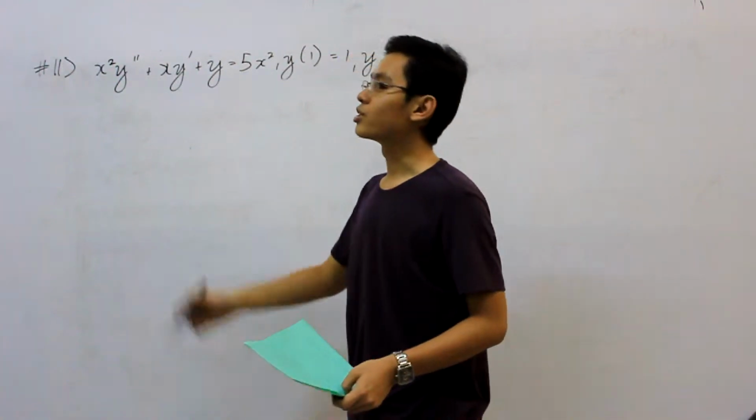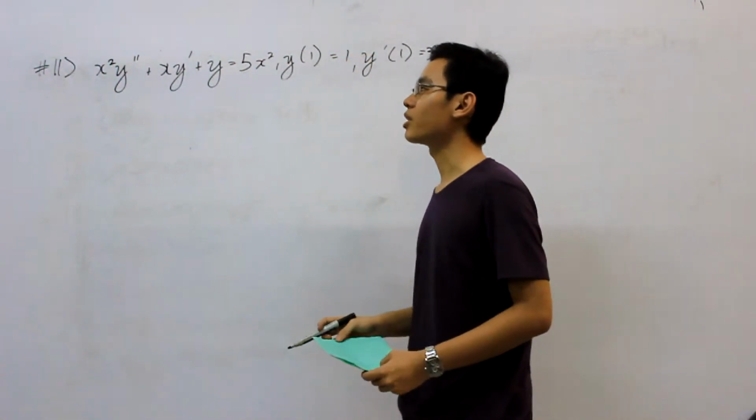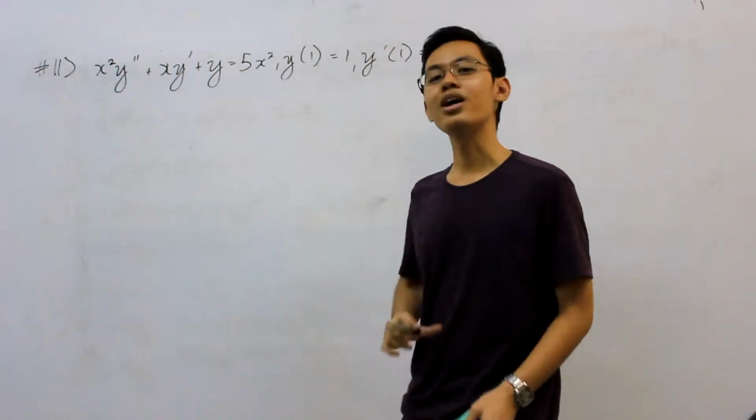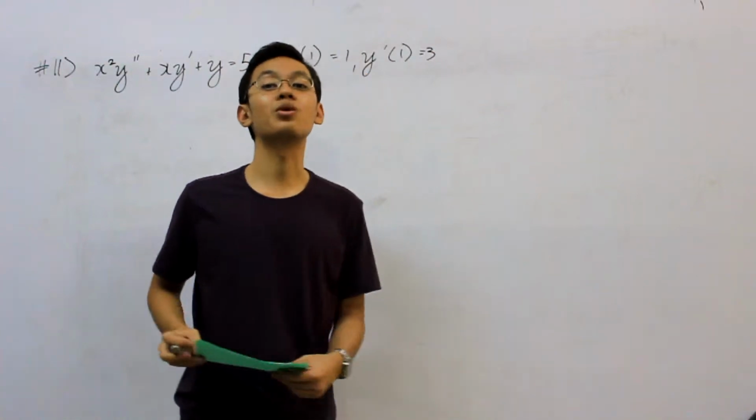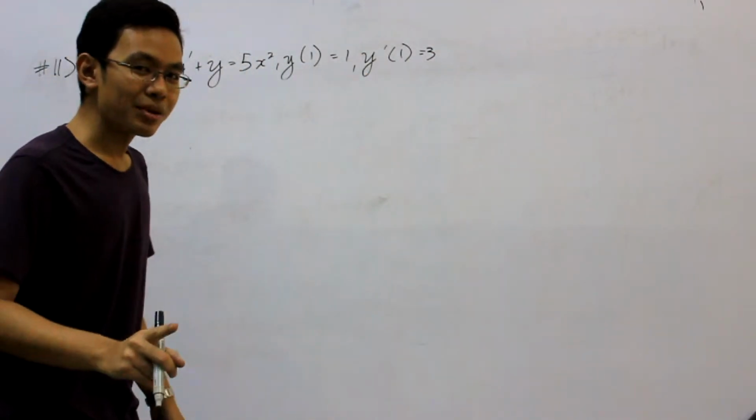We have here a differential equation. As you can see, it is x squared y double prime plus xy prime plus y is equal to 5x squared, where y of 1 is equal to 1 and y prime of 1 is equal to 3. So let's begin. First, we need to solve for the complementary solution.